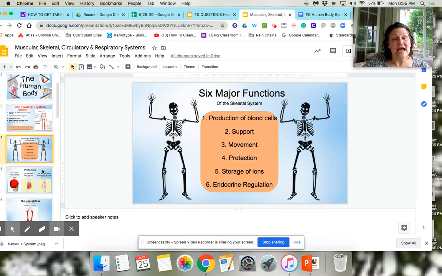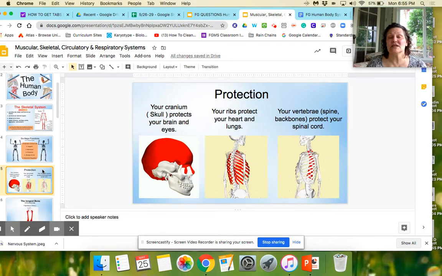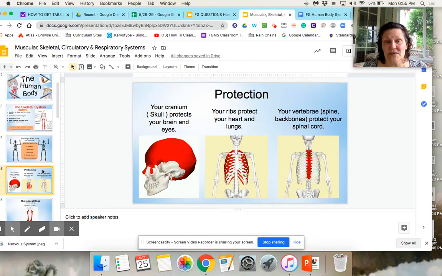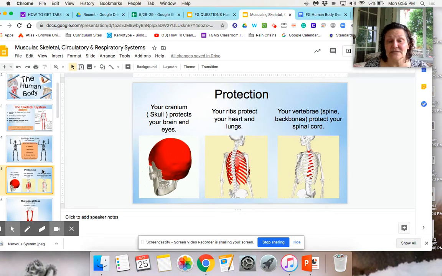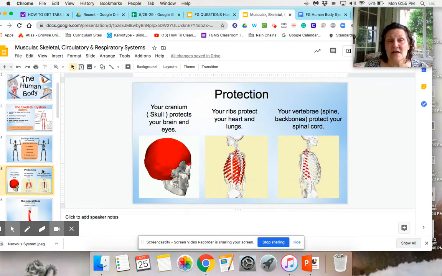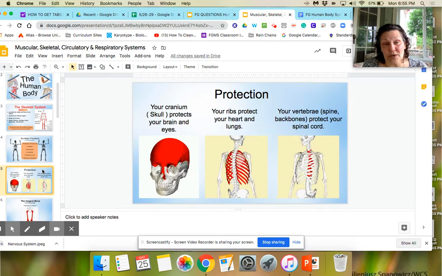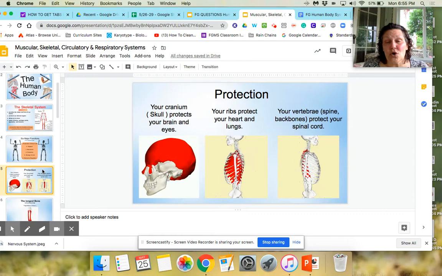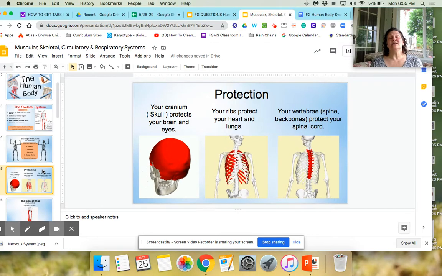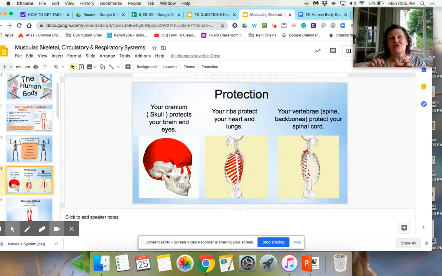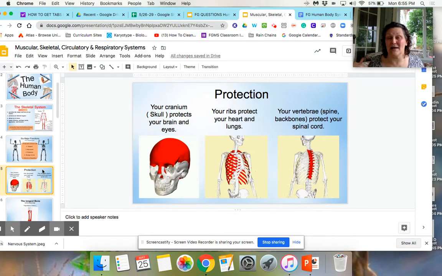Okay, and so if you go to the next one, and we talked about this a little bit, your brain is protected by your cranium, by your skull, right? Your brain and your eyes, both really sensitive structures, so you want to make sure they're protected. Your heart and your lungs are protected by your rib cage. And then your spinal cord is protected by your vertebrae. So your vertebrae are the bones in your back, basically, right?